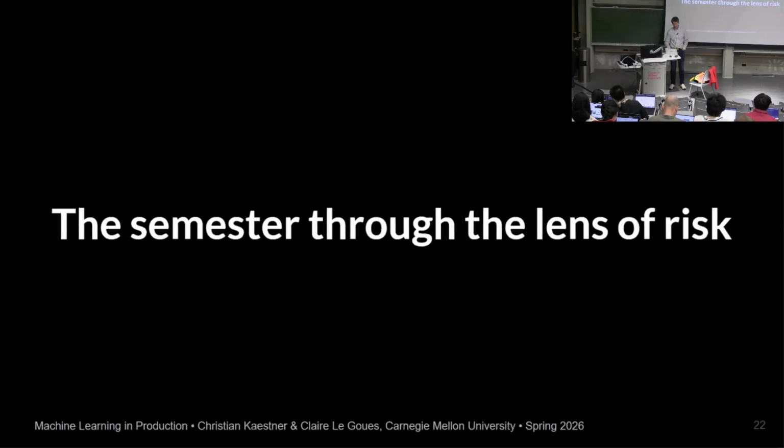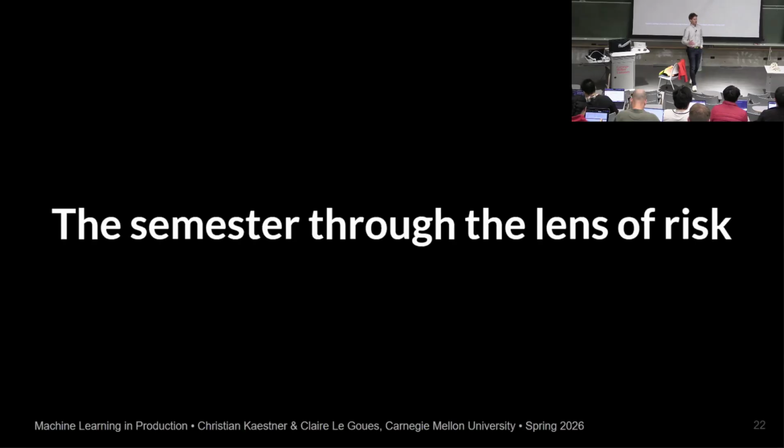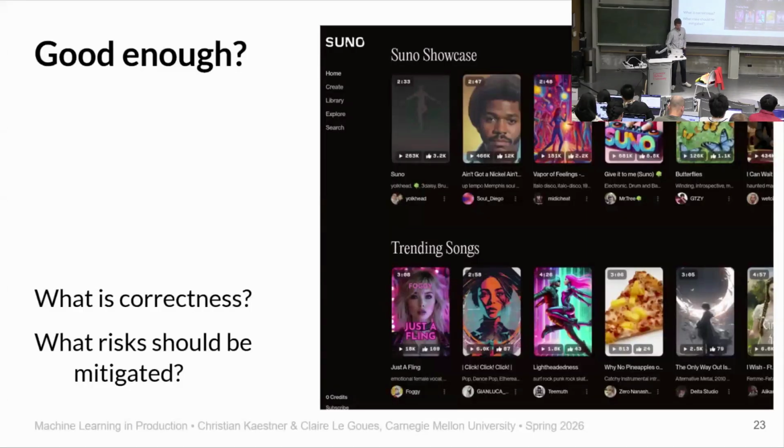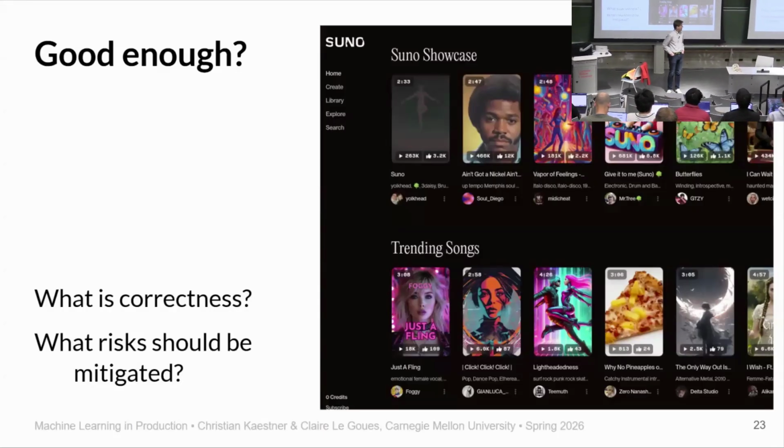And from my perspective, what we've done through the semester, a lot of this really ties directly to risk and approaches to understand, mitigate risk. And I want to go through the semester briefly to talk about this and link this back. Right, so we started the first lecture, essentially, we had this Zuno case study, music generation, and asked kind of implicitly, what is good enough?